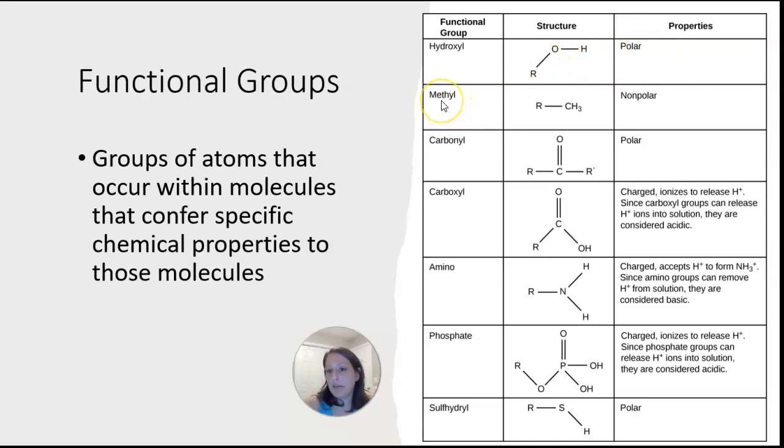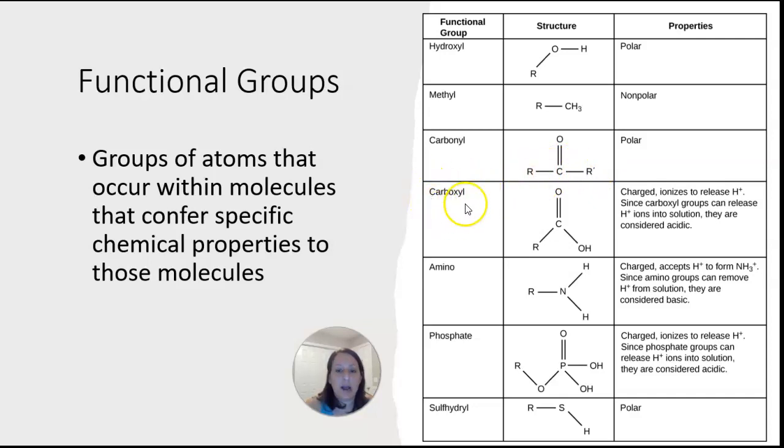You'll also build a methyl group in lab. And so a methyl group, we've already looked at methane. A methyl group is just lacking one hydrogen. So instead of being a CH4, it's a CH3 group. And this can be added right to another molecule. We will not build the carbonyl. The carbonyl is a carbon double bonded to an oxygen that falls in the middle of a molecule. So these R's are other parts of the molecule.